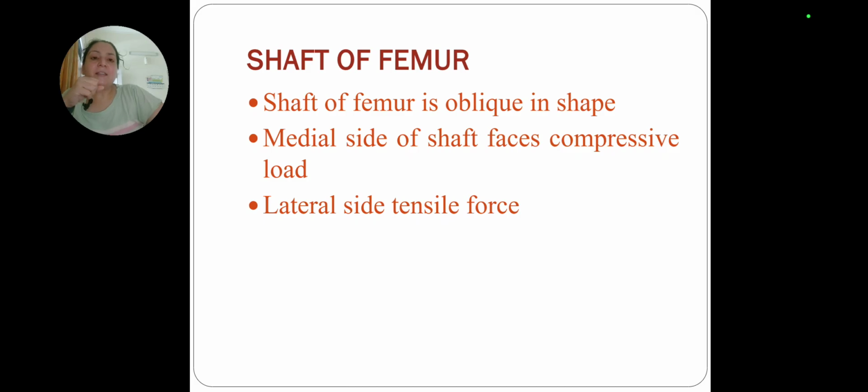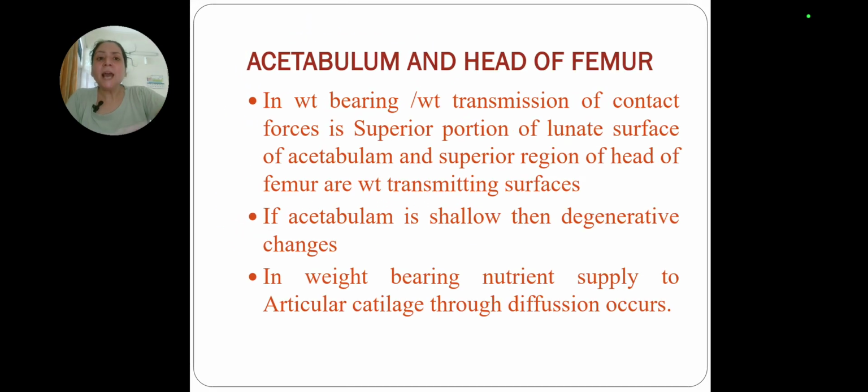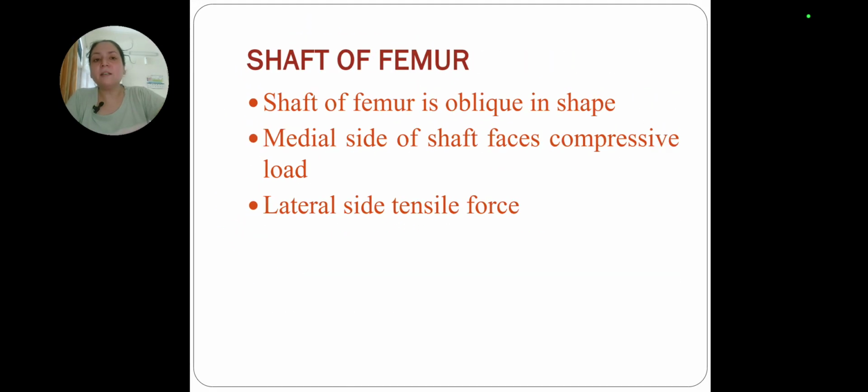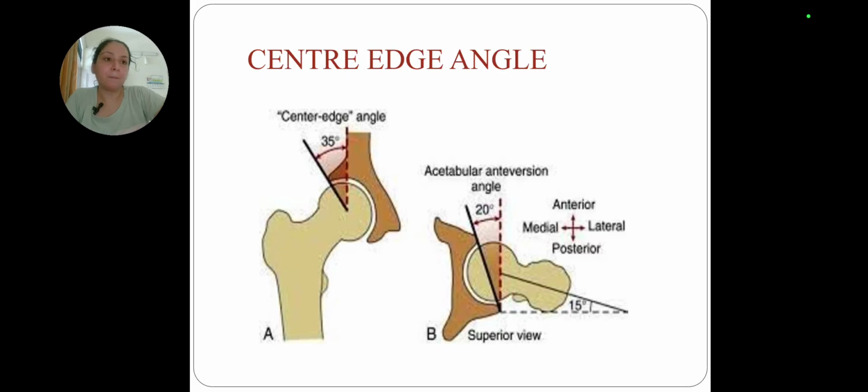Fine. And the next is the shaft of the femur. You can see it is an oblique structure. Medially it faces compressive forces, and laterally it faces tensile forces. So this is how there is an adaptation to these forces. The first is the trabecular system. The second we saw is for the acetabulum and the head of the femur, and the third is for the shaft of the femur. This is the structural adaptation to the forces acting on the hip. Now there is also a central edge angle.